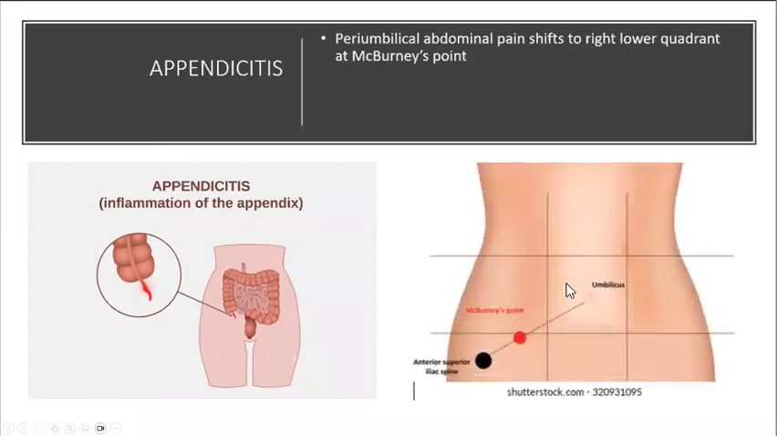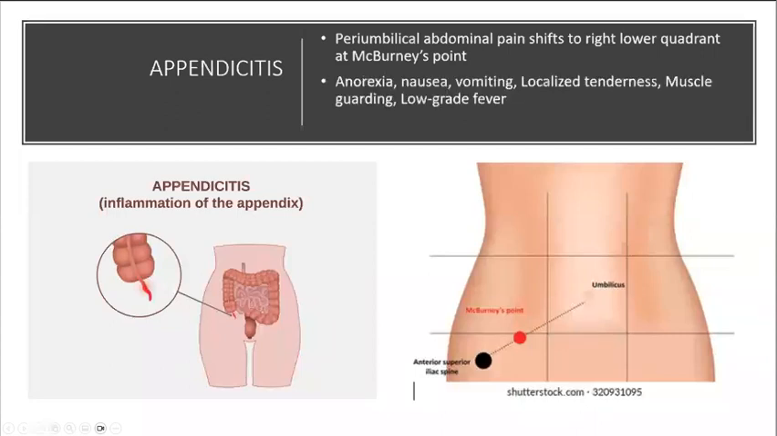So we said you're going to have this peri-umbilical abdominal pain that shifts to the right lower quadrant, which is our McBurney's point. It's often accompanied by complaints of nausea, vomiting, poor appetite, and they will have that localized tenderness and muscle guarding. They would also present with low-grade fever. So again, you have that peri-umbilical pain that shifts to the right lower quadrant at the McBurney's point.